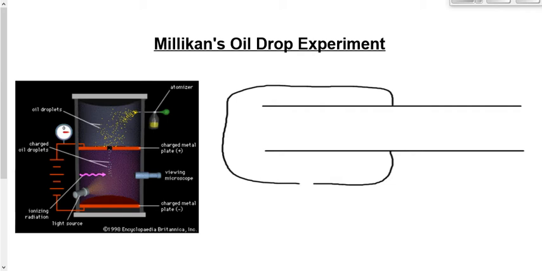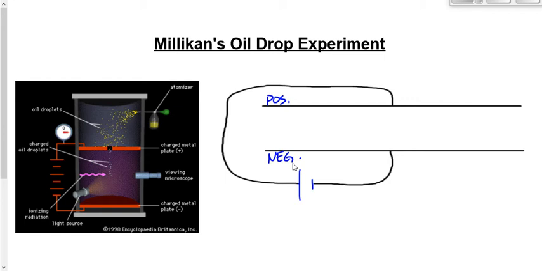Millikan performed an experiment called the oil drop experiment. In that experiment, he had two charged parallel plates. Doesn't really matter how we set the battery up, but the way that I'm drawing it right now, it would make the top plate positive and the bottom plate negative. He injects oil droplets, like tiny little microscopic oil droplets, in between these plates.